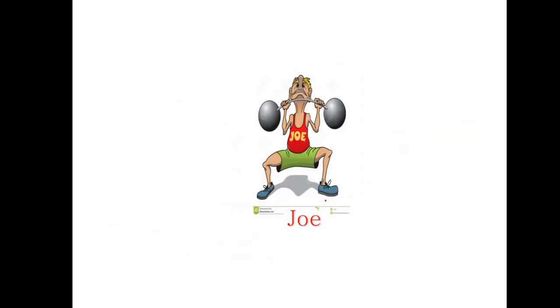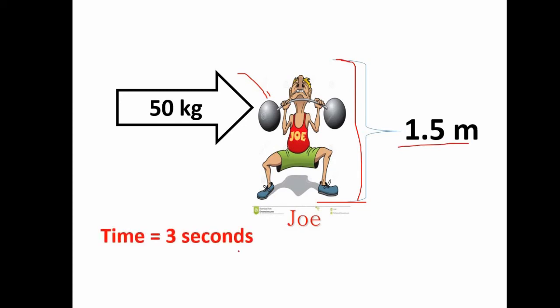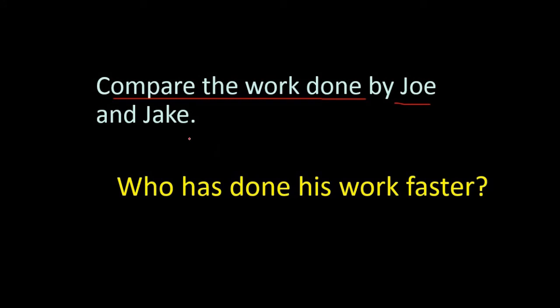Next we have Joe. The same thing, this barbell weighs 50 kilograms, and he carried the barbell from the floor up to here. It's 1.5 meters. But it took him 3 seconds to do that. So I want you to compare the work done by Joe and Jake. This is the first question. The second question is, who has done his work faster? In short, who is more powerful?